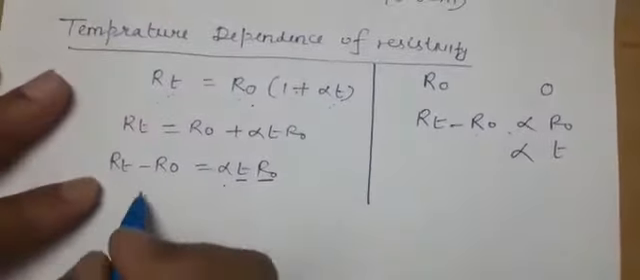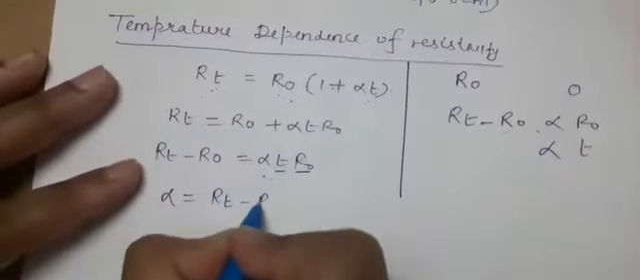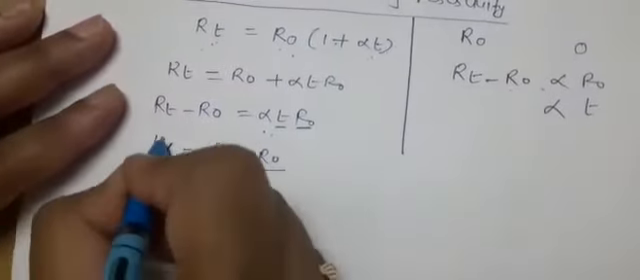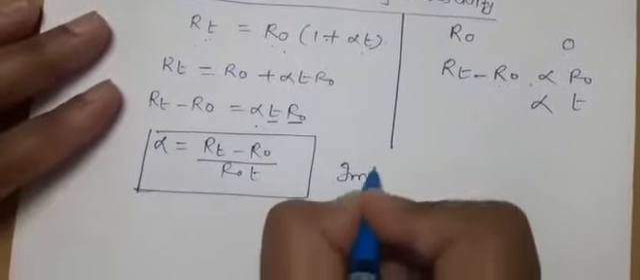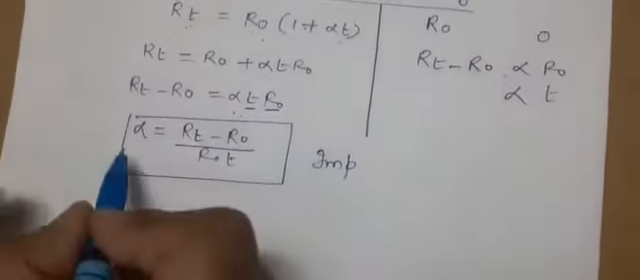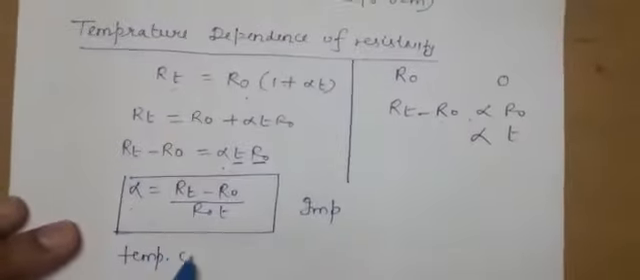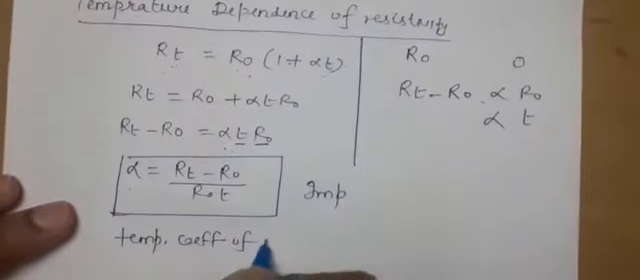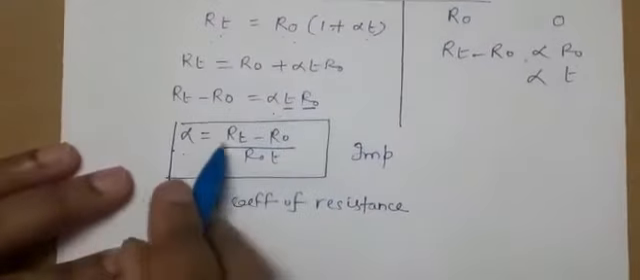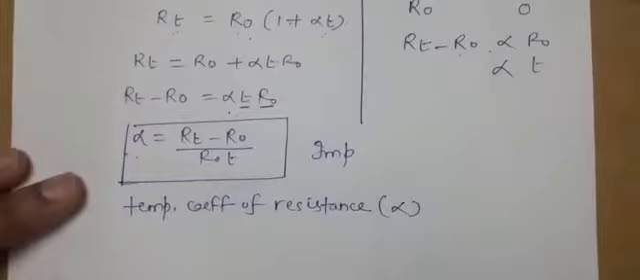So now alpha is taken as RT minus R0 divided by R0 into T. This is a result which you have to learn because it can be used in solving numericals also. And this alpha is taken as the temperature coefficient of resistance. Why have we taken it for resistance? Because it is expressed in terms of resistance. So alpha is the temperature coefficient of resistance.